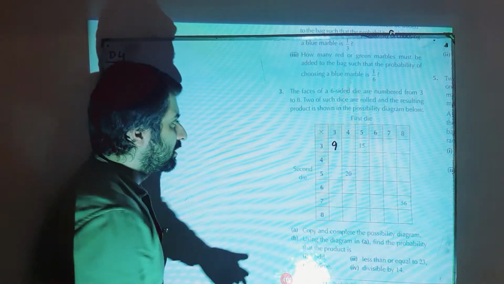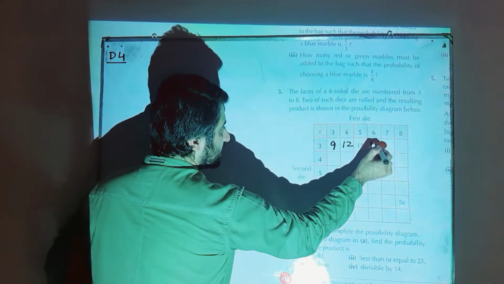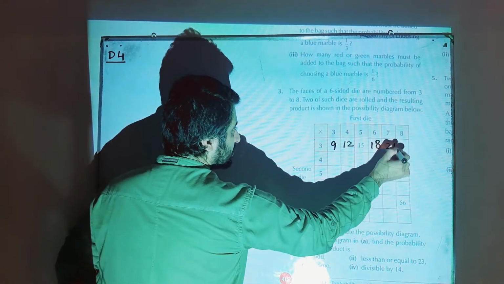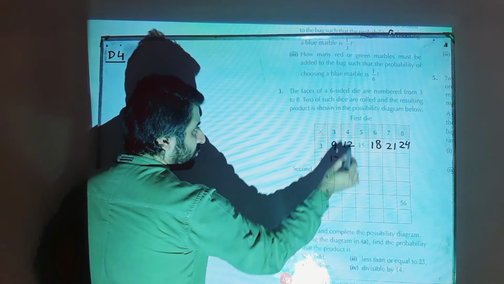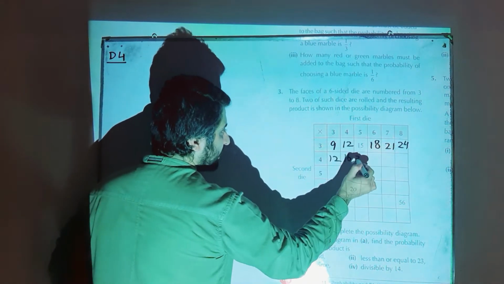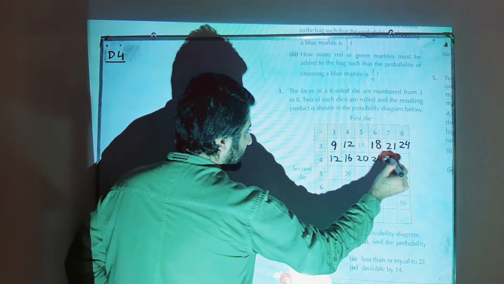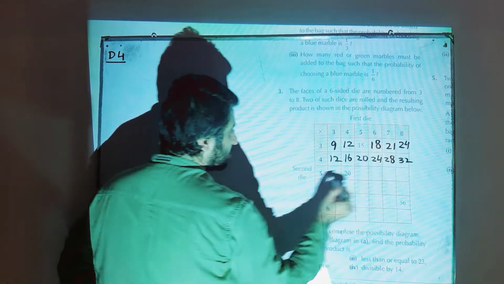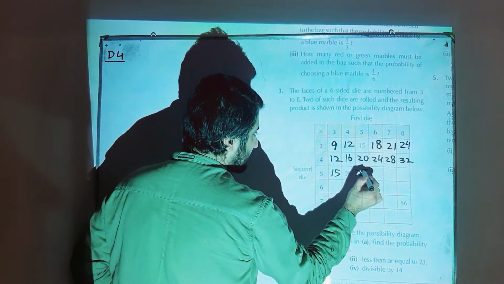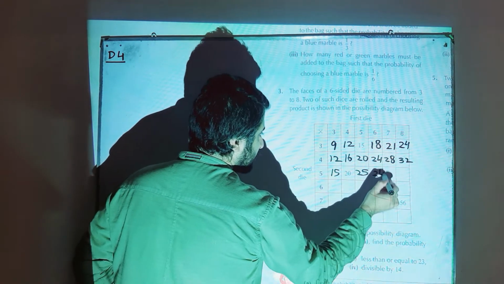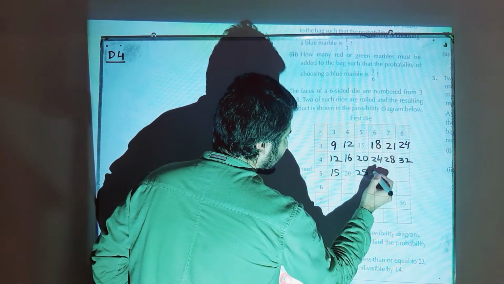3 into 3 is 9. So 3 into 4 is 12, 3 into 5 is 15, 3 into 6 is 18, 3 into 7 is 21, 3 into 8 is 24. 4 into 3 is 12, 4 into 4 is 16, 4 fives are 20, 4 sixes are 24, 4 sevens are 28, 4 eights are 32. 5 threes are 15, 5 fours are 20, 5 fives are 25, 5 sixes are 30.